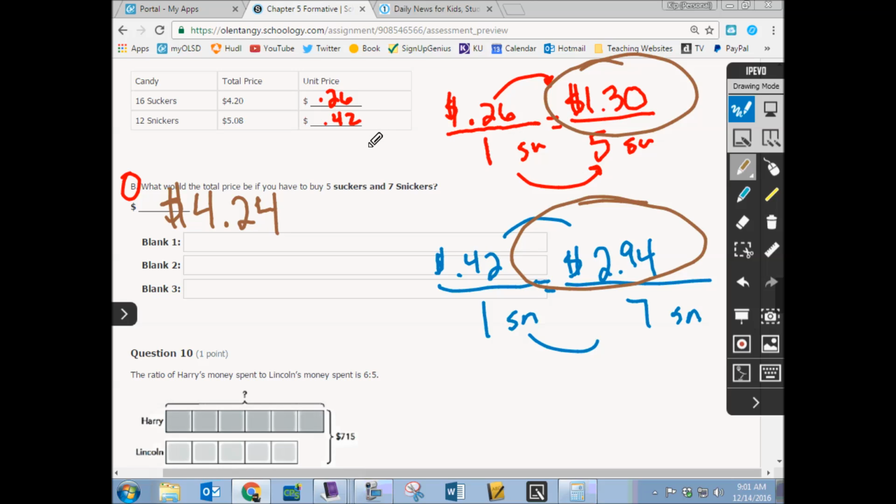Guys, did everybody see how I use proportions there? Yep. Number 8. Actually, 3 there. I would do 3 different checks or X's there.